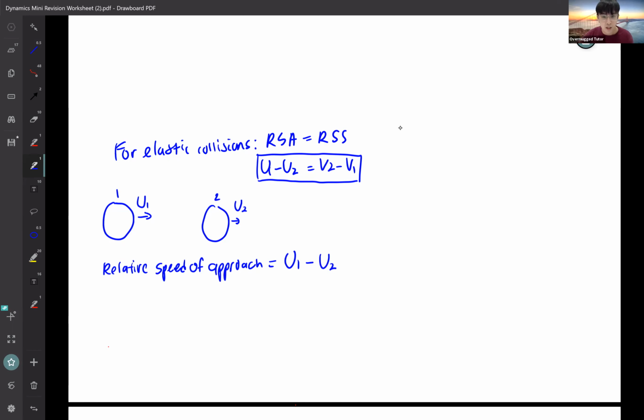Great. I got a very good question from someone asking, what if the balls are traveling in opposite directions? It will still be the exact same working and the same exact formula. So the relative speed of approach will still be U1 minus U2. Okay, and now let's cover why relative speed of separation is V2 minus V1.